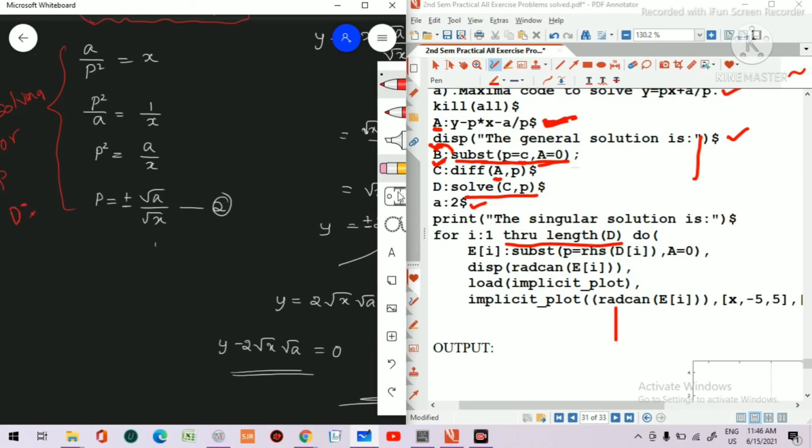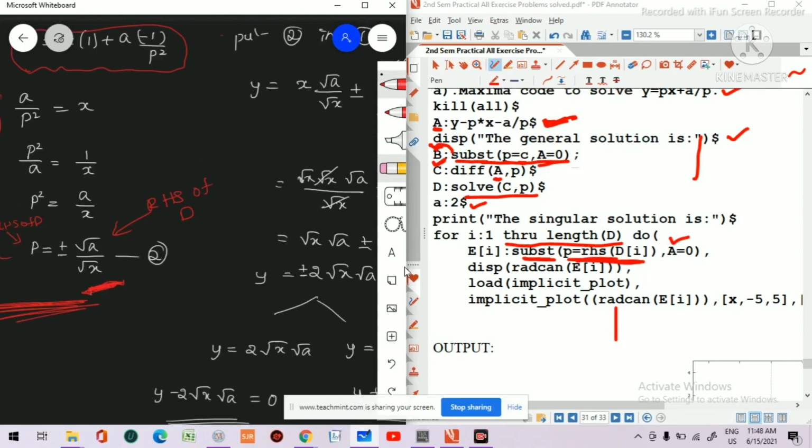Now what is your d? This is your d. This is your d. And this is the RHS of d. Do you agree? No, p is equal to plus or minus square root of a by square root of x. That we know RHS of d is this part. Okay, highlighted part here. Now we are saying substitute the p value, that is RHS of d, in where? In equation number a, that is equation number 1.